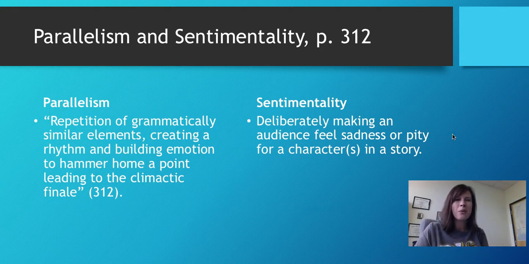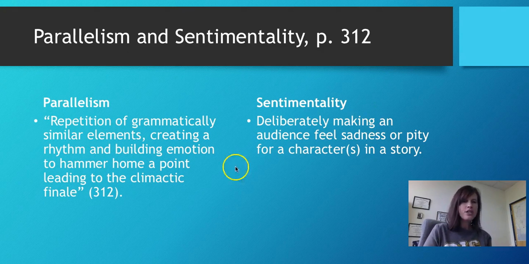The first ones here are with parallelism and sentimentality. So with parallelism, we have a repetition of grammatical elements, creating a rhythm and building emotion to hammer home a point. So there's repetition at the start and ending of different things. And then we have sentimentality, which is deliberately making an audience feel sadness or pity for a character. So these two can often be hand in hand. There can be a parallelism in a story and sentimentality, but they can also be separate.